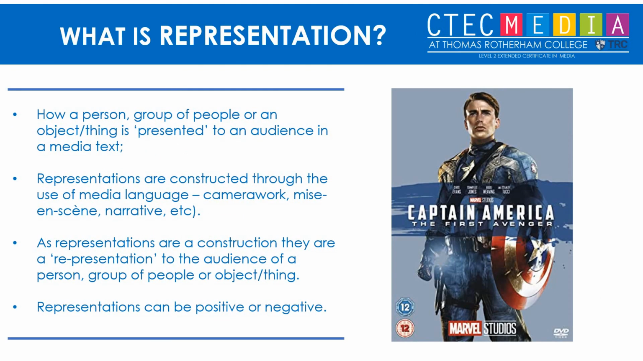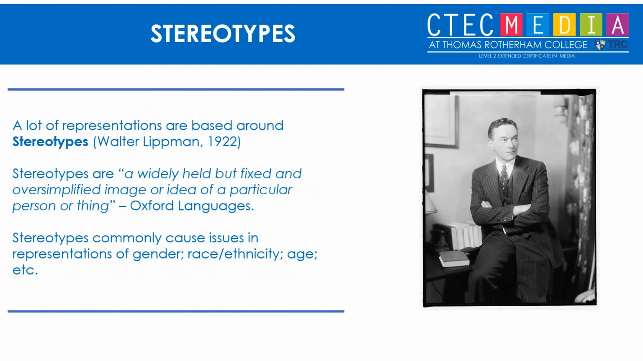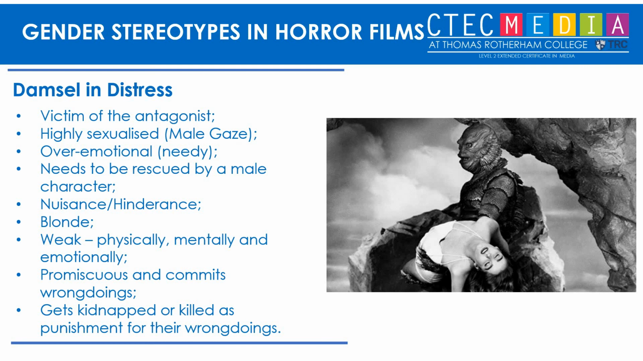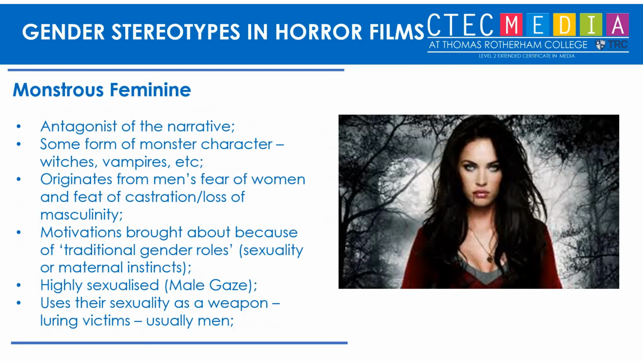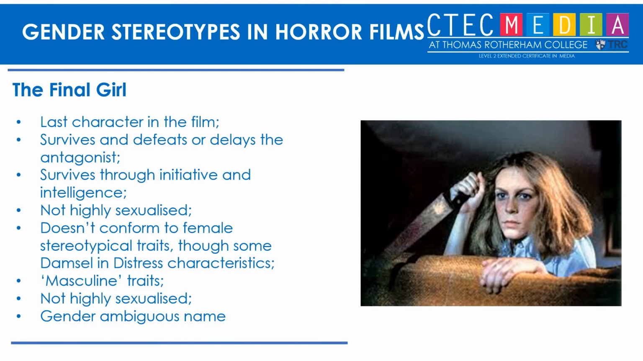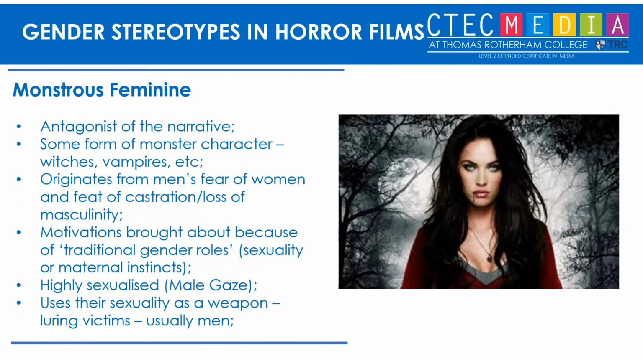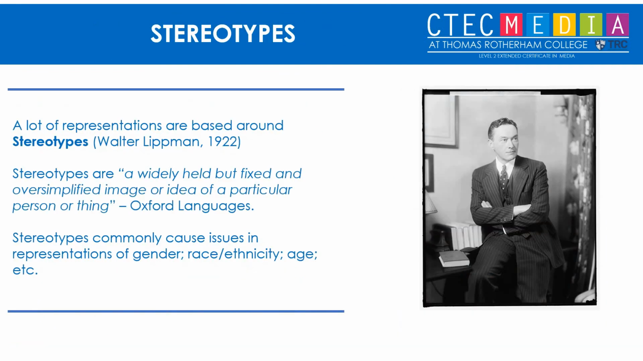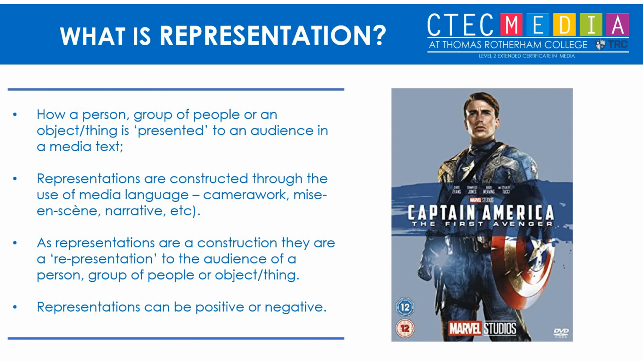With representation now, what you need to be thinking about is not necessarily what the representations are of a person, but how those representations are created. So what we will look at when we textually analyse our horror films is not necessarily whether the film conforms to any of these stereotypes, but how those stereotypes are created. How is this person represented as a stereotypical final girl? How is this person represented as a stereotypical monstrous feminine character? How has the use of things like camera shots and mise-en-scène and narrative created these representations, these stereotypes?